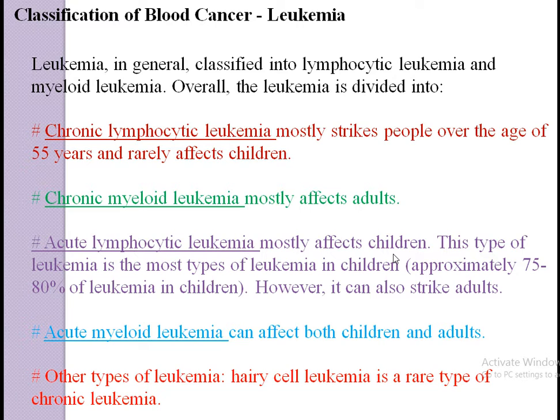Coming to the classification of the blood cancer, that is leukemia. Mainly we have two categories, lymphocytic and myeloid. But they are subdivided into chronic lymphocytic leukemia, chronic myeloid leukemia, acute lymphocytic leukemia, and acute myeloid leukemia. Chronic lymphocytic leukemia mostly strikes people over the age of 55 years, and it is rarely present in children, while chronic myeloid leukemia affects mainly adults. Acute lymphocytic leukemia mostly affects children, while acute myeloid leukemia can affect both children and adults. Other types of leukemia, hairy cell leukemia, a rare type of chronic leukemia, is also present.